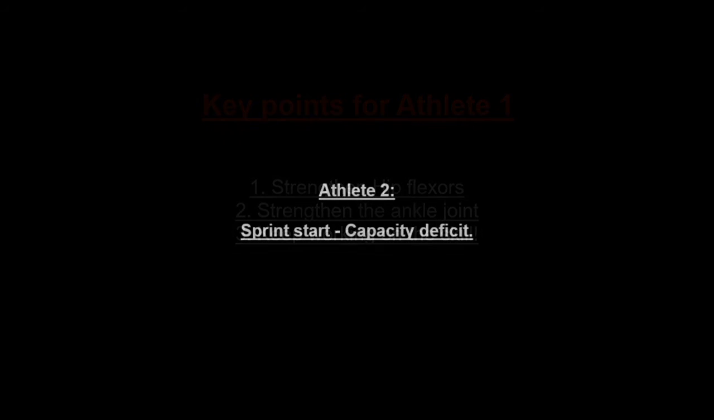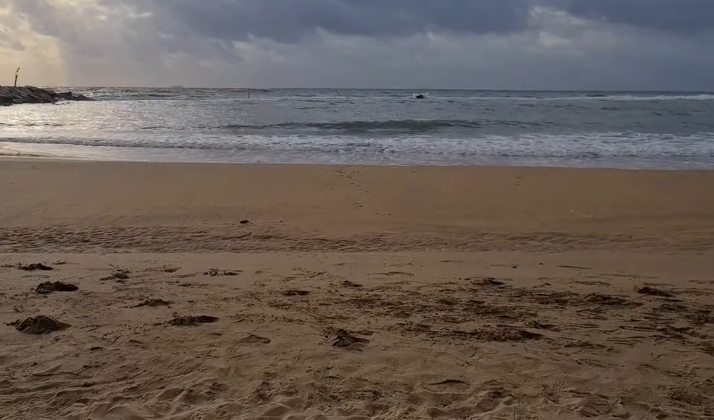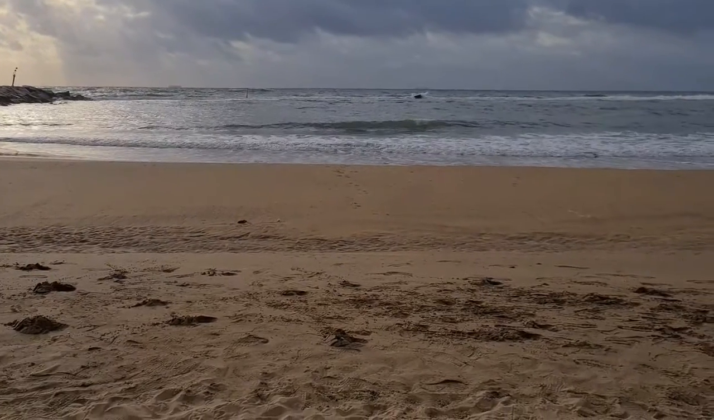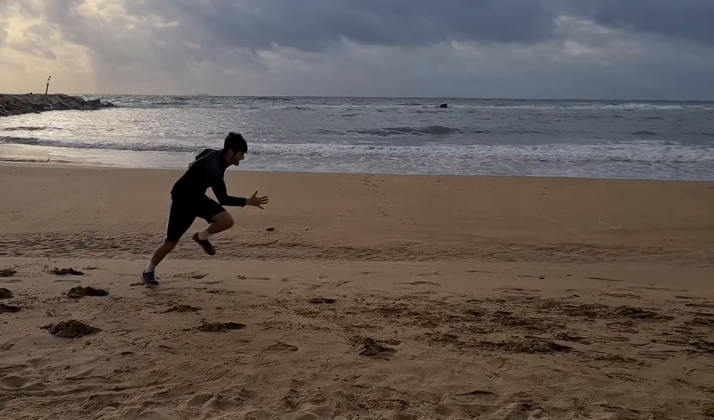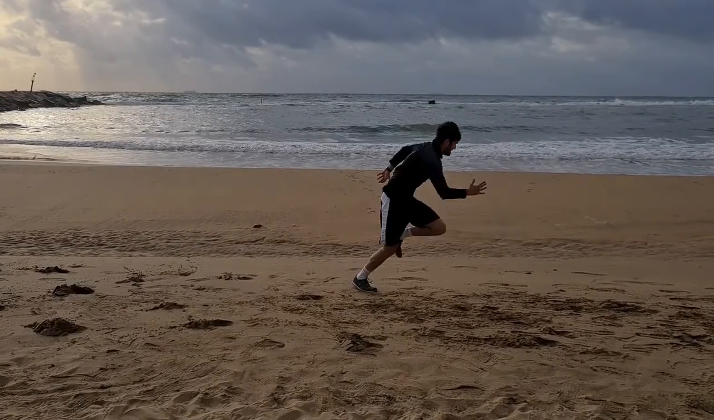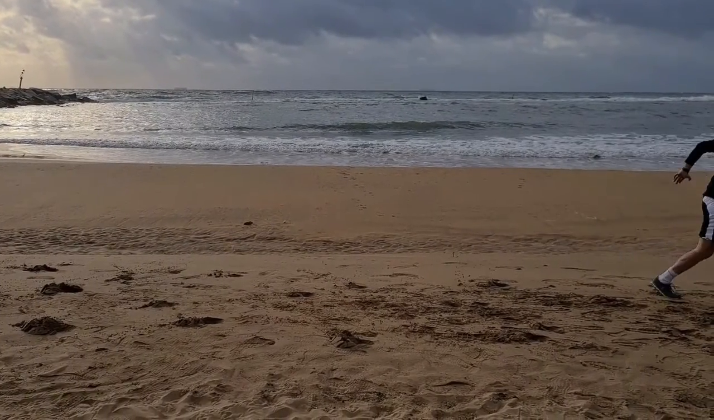Now, we will take a look at athlete 2. He plays football and is therefore accustomed to sprinting and accelerating. Looking at his start at full speed, it is difficult to identify many issues. However, when we slow down the video and take some frames from it, we can start to see how he moves closely.